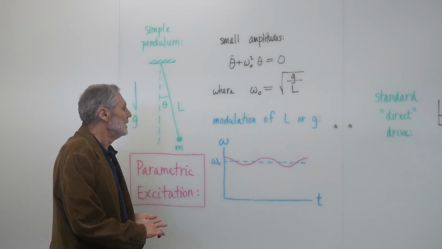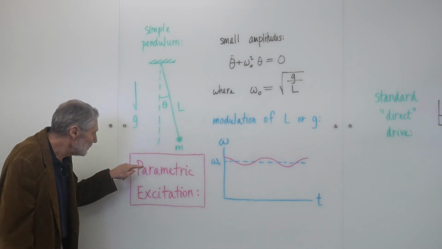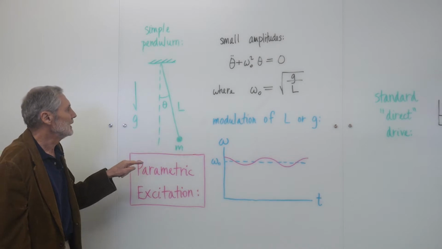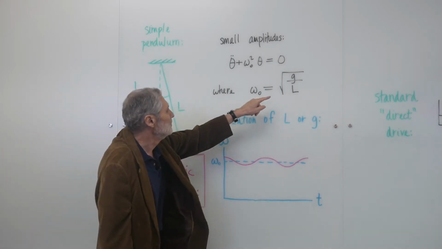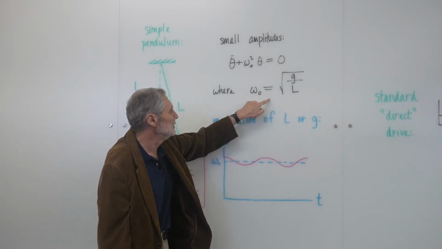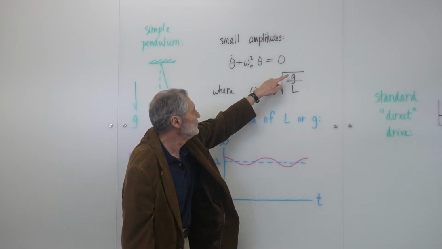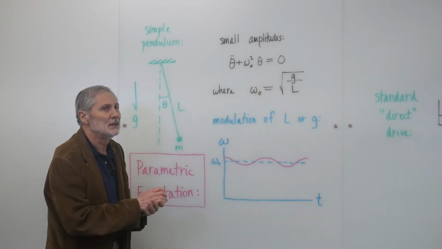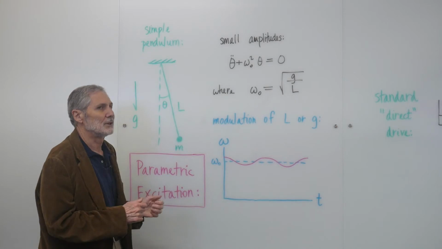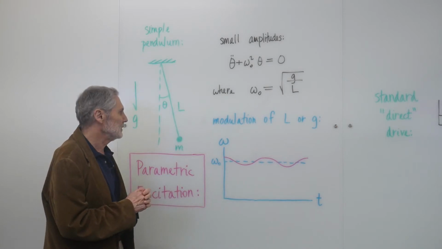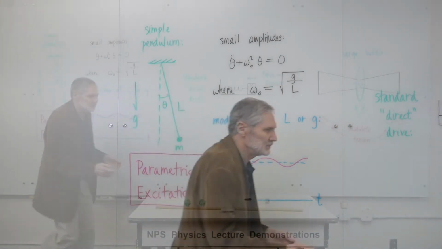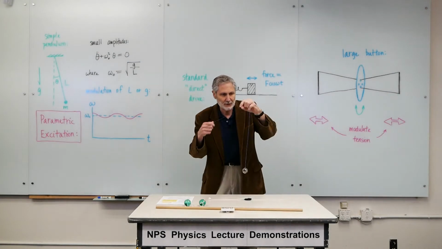over L. The whole idea behind parametric excitation is you modulate a parameter upon which the frequency depends. The frequency here depends upon g and L. If you can modulate either one of those, you can get parametric excitation. Now let me explain to you what I mean by modulation. In fact, it's best just to jump into the demo here.